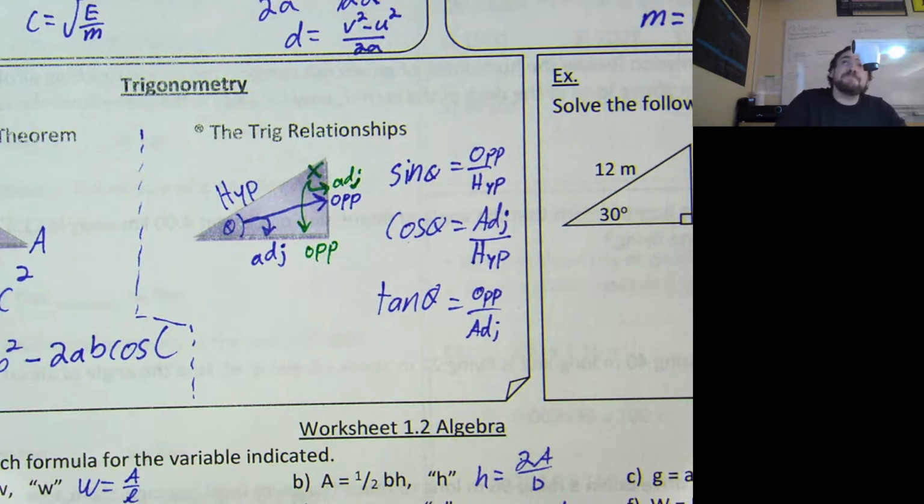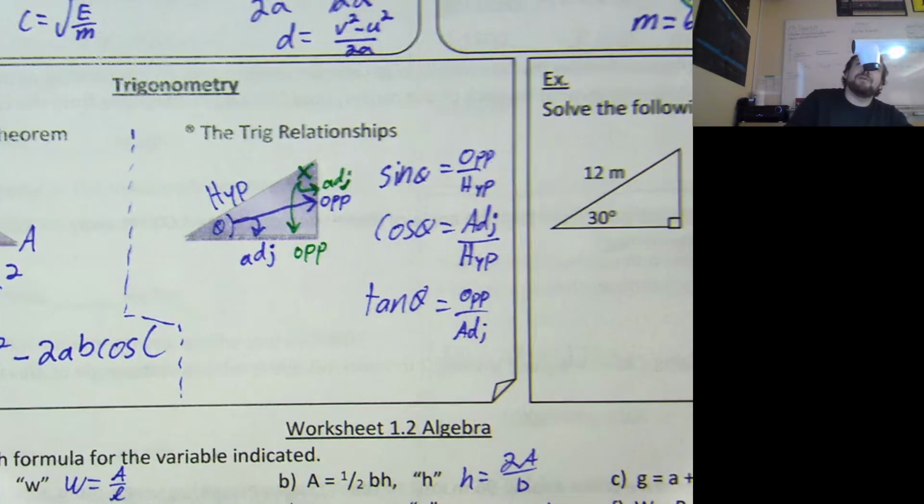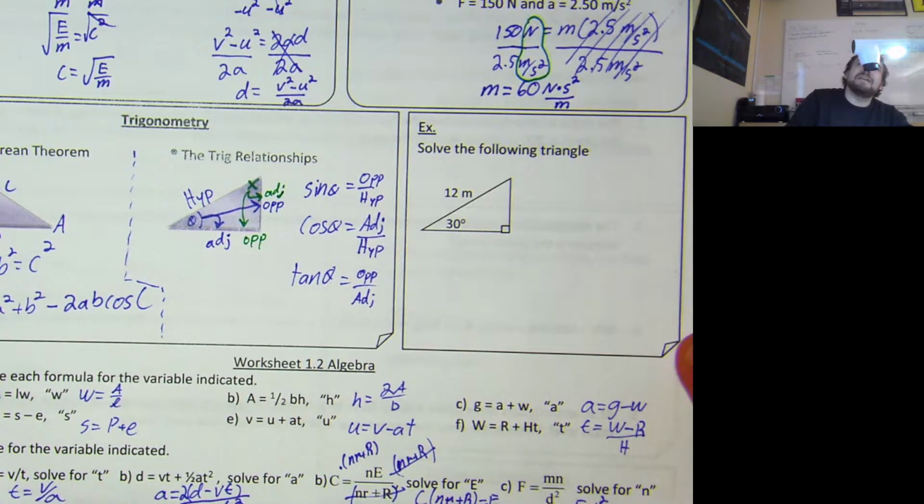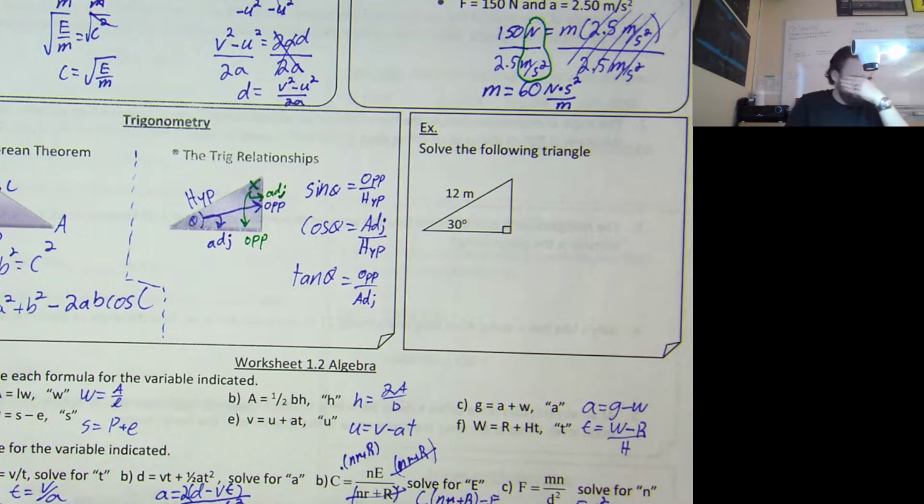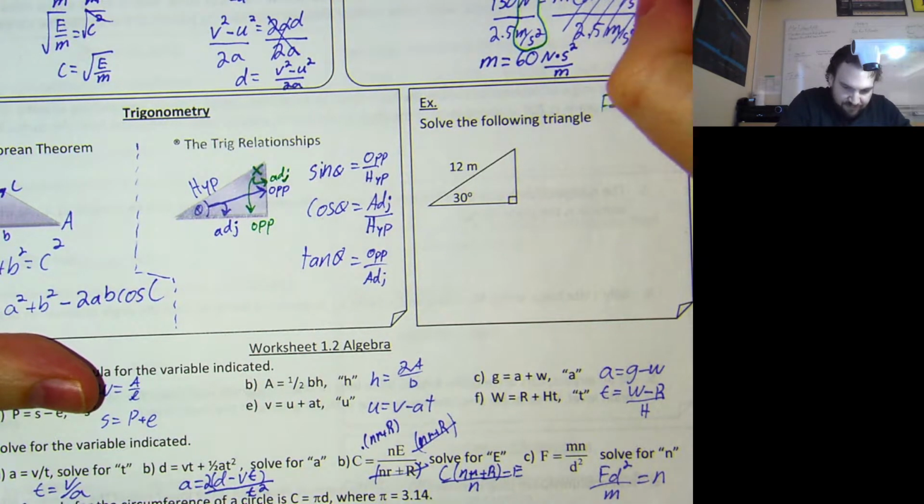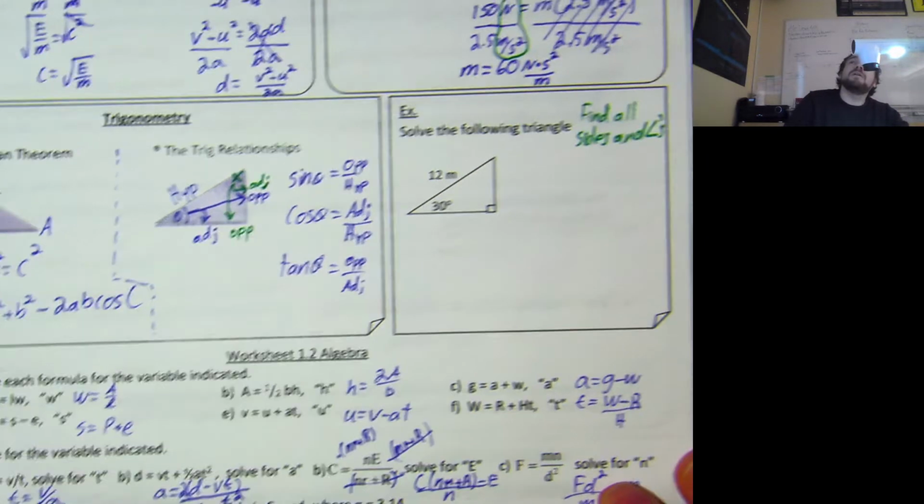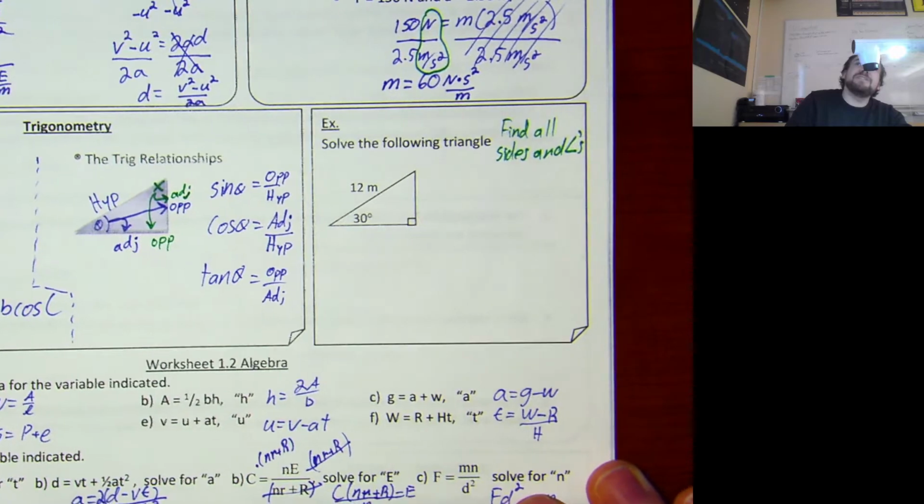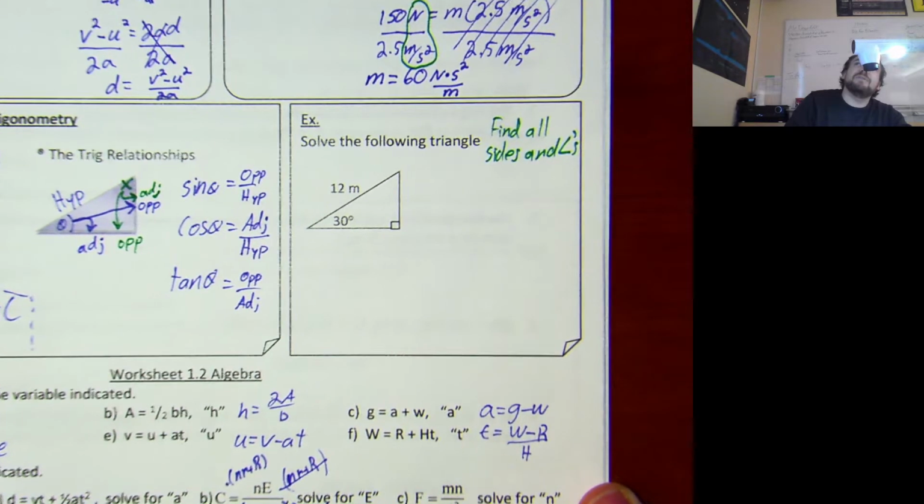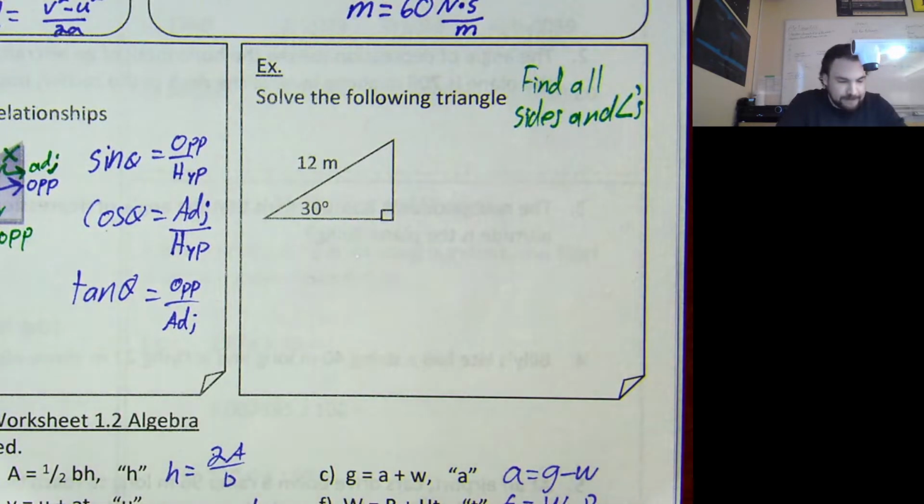Just as a general example, we're going to solve the following triangle. And to solve a triangle means to do what to it? Yeah, find all sides and angles. Okay, cool. So we're going to use a combination of what we looked at before to figure out everything we're missing on this triangle.